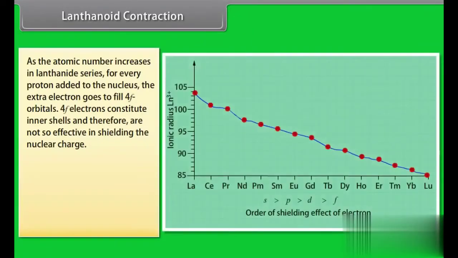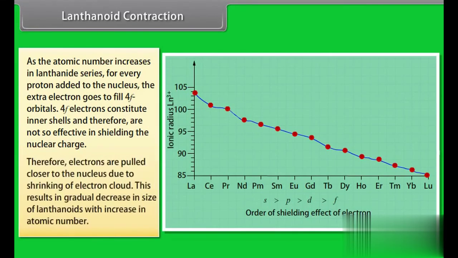As the atomic number increases in the lanthanoid series, for every proton added to the nucleus, the extra electron goes to fill 4f orbitals. 4f electrons constitute inner shells and therefore are not so effective in shielding the nuclear charge. Therefore, electrons are pulled closer to the nucleus due to shrinking of the electron cloud. This results in a gradual decrease in size of lanthanoids with increase in atomic number.